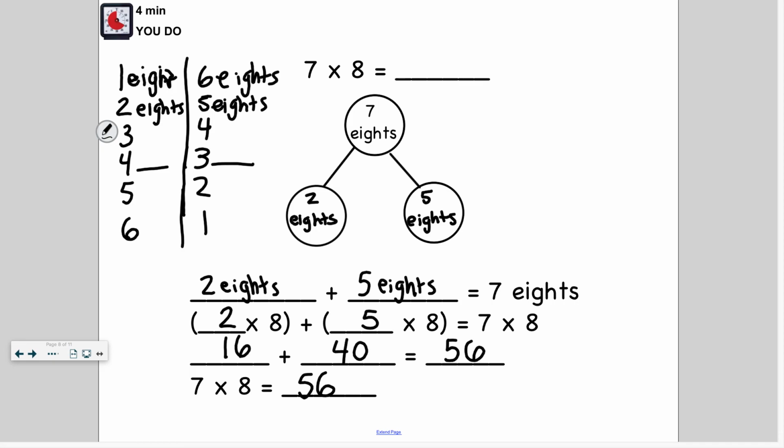So regardless of the part you chose, you should have found 56 to be your product.